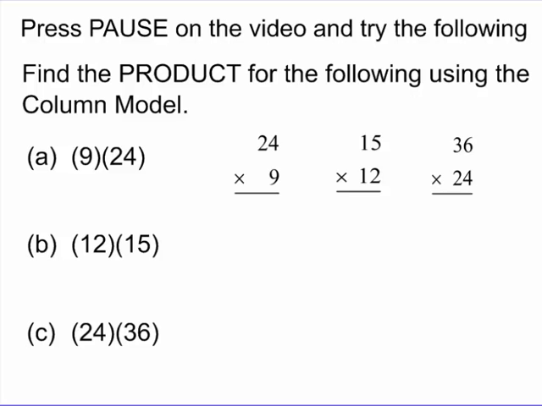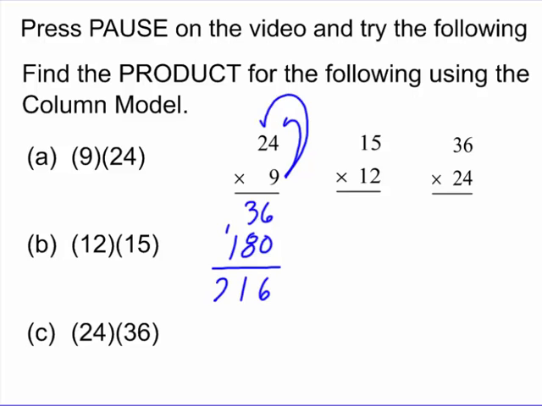Okay, welcome back. So hopefully you've had a chance to try these. So I'm going to do the first problem, 9 times 24, with the column model number 1. So 9 times 4 is going to give me 36. And then a 9 times a 20 is 180. If I add those together, 6 ones, 11 groups of 10, carry the 1 over, and I have 216.